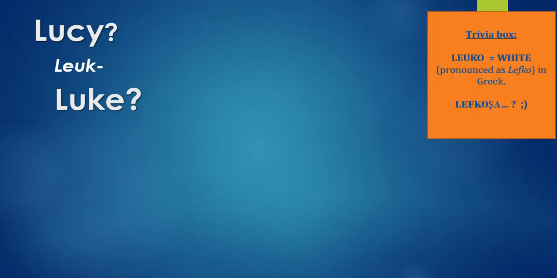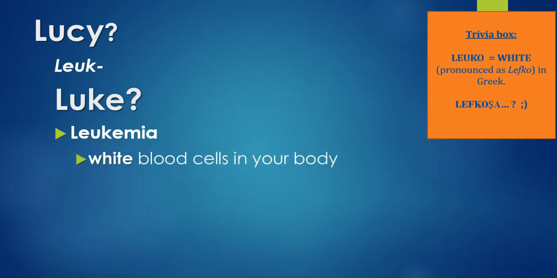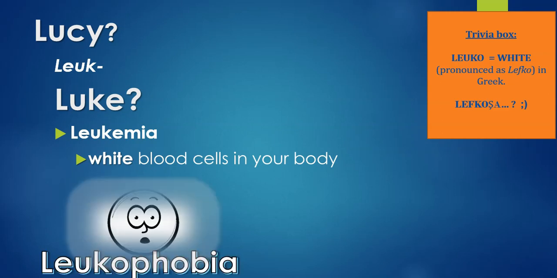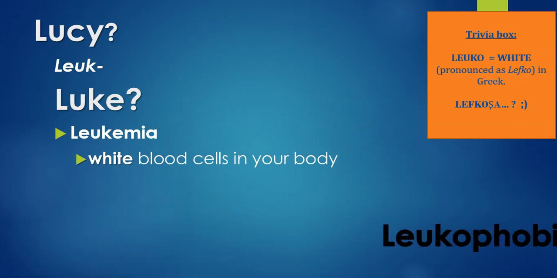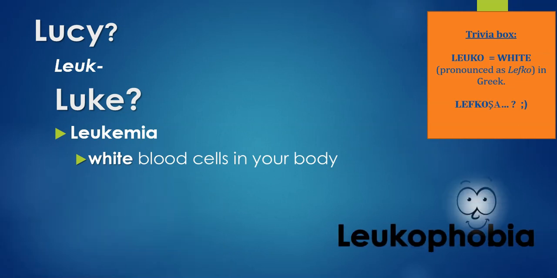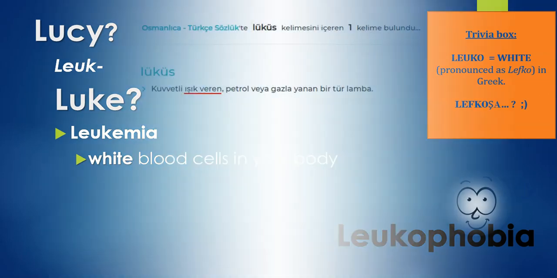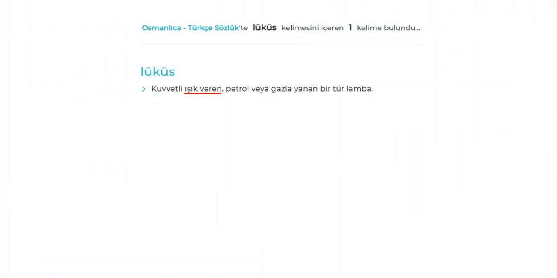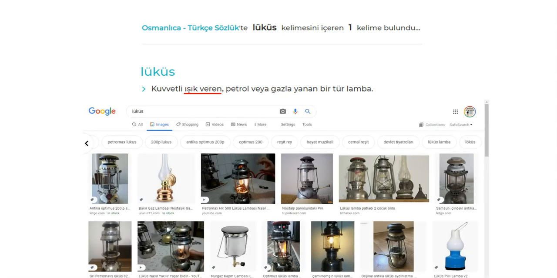So think of the word leukemia. It's a type of cancer, but what kind of cancer? It's related to white blood cells in your body. So it's about white and light. And then someday, if you bump into the word leukophobia, now you will know what this person is afraid of if this person has leukophobia. And interestingly, in Ottoman Turkish, there was a word called lüküs, which was a device people used to light up their environment. And if you just Google the word lüküs, this is what you will see. So it's about light and fire.